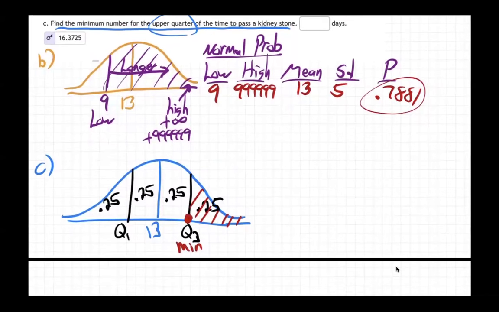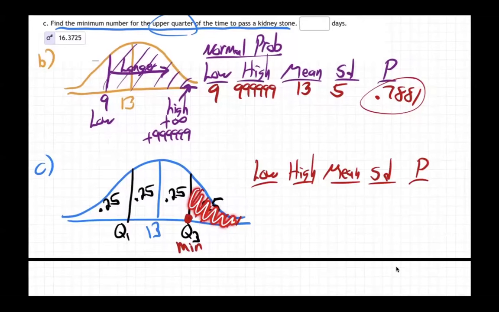So we're going to go to the online calculator. We've got to go low, high, mean, standard, P. Remember how it works? There's 5 slots. We fill in 4 of them, hit calculate, and it finds the 5th one. So this is the upper quarter.